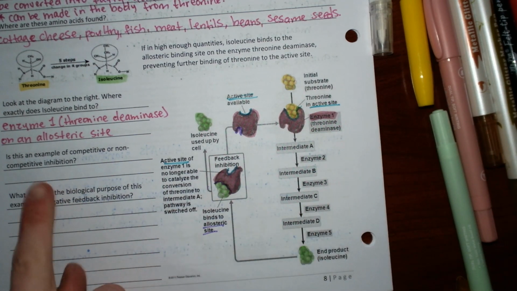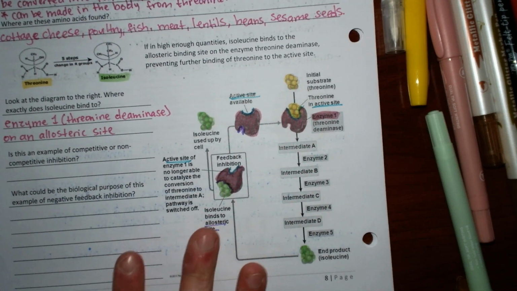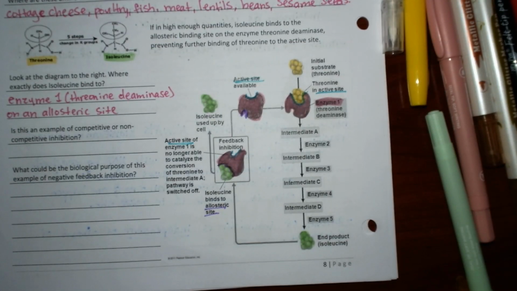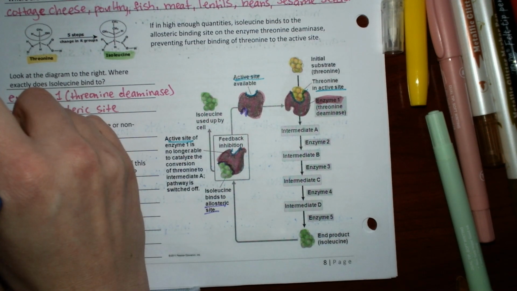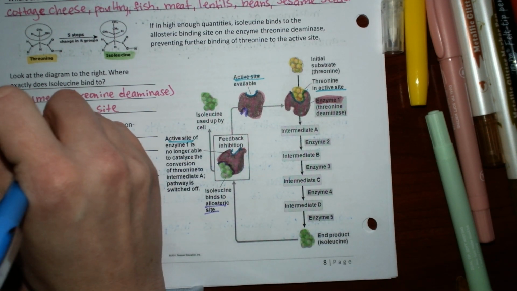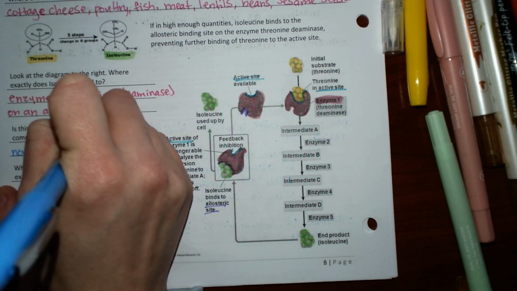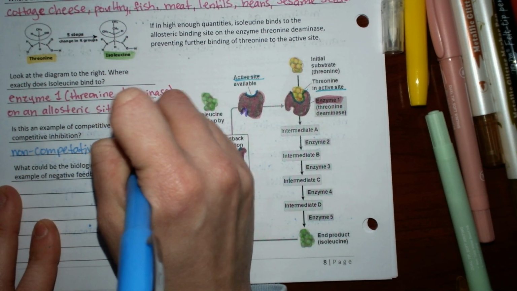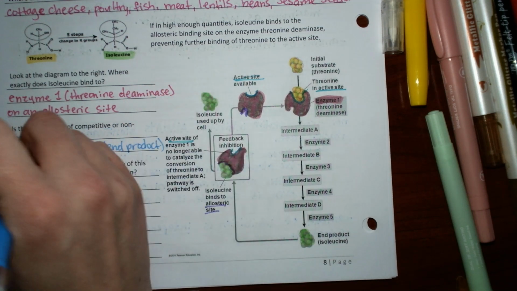And so, what type of inhibition is this? It's not binding to the active site, so what is it? Non-competitive. Specifically, end product inhibition.